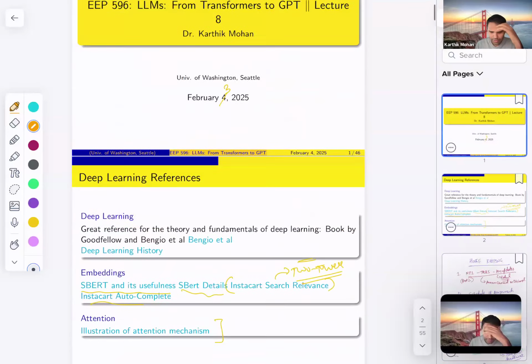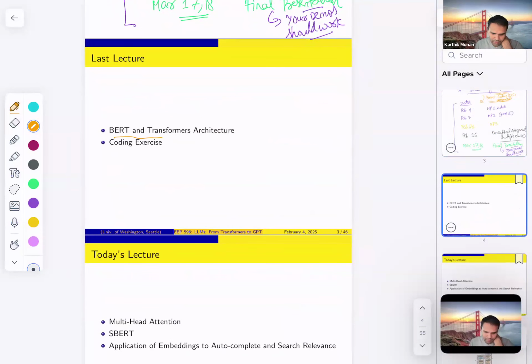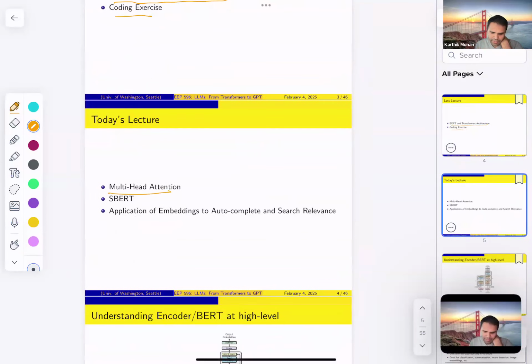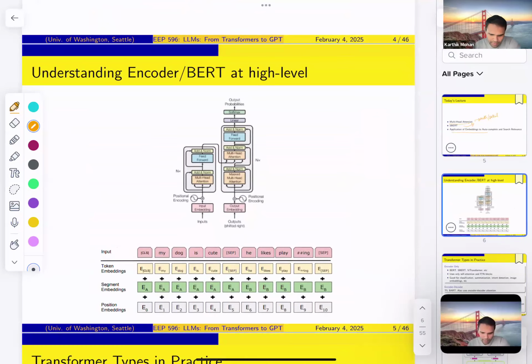Now let's get to what we want to cover for this lecture. Last lecture we looked at BERT and transformer architecture at a high level, but we didn't go into any details. We also looked at a coding exercise. Today we're going to go into multi-head attention, look at the math behind it, and understand it on a more detailed level. And then we're also going to look at SBERT architecture. And if we have time, we'll also look at applications of embeddings to a real world industry application, namely Instacart.